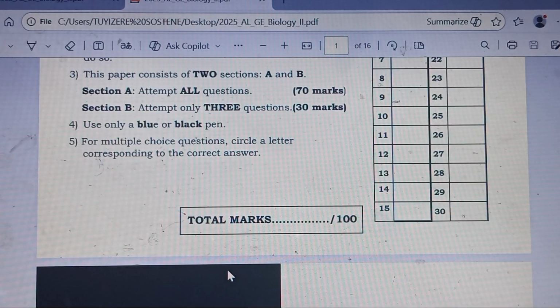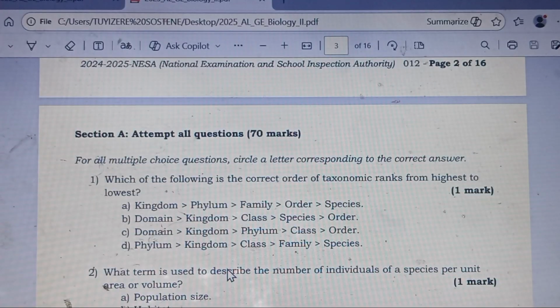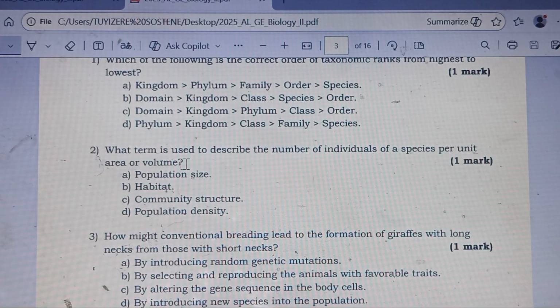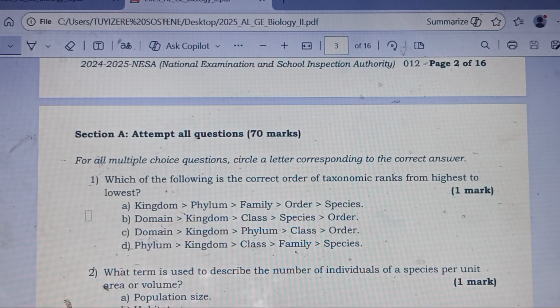Please let us start with question number 1. Section A, attempt all questions for 70 marks. For all multiple choice questions, circle the letter corresponding to the correct answer. Then question number 1. Which of the following is the correct order of taxonomic rank from highest to lowest?